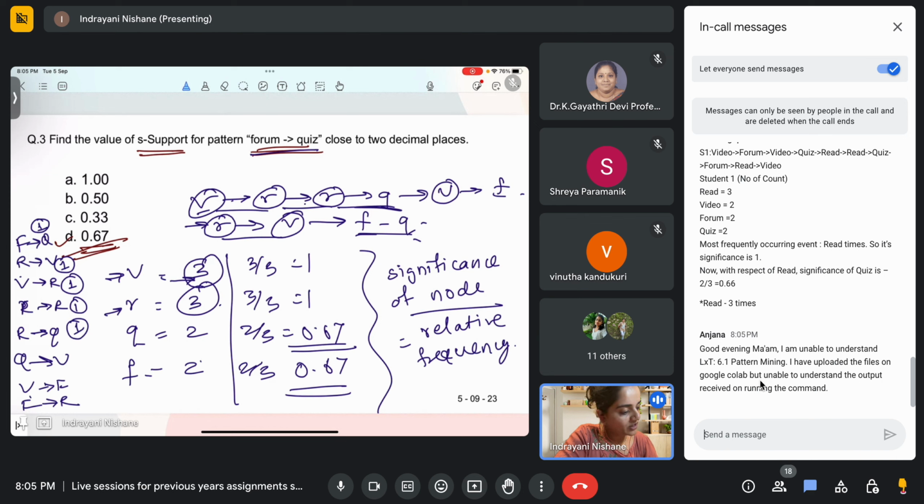Quiz to video, how many times is quiz to video happening? Once. Video to forum, once and once. Twice, no? Video to forum is happening twice. Okay, forum to read is not observed at all, but I think we missed one thing. Quiz to video, is it observed? Yeah, read to video is there.